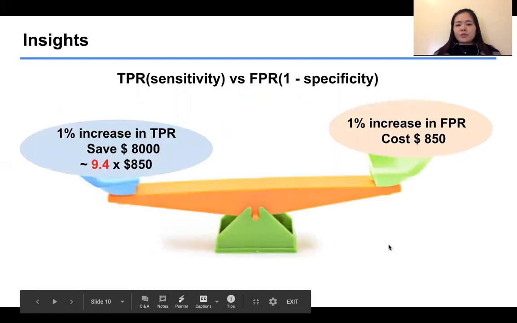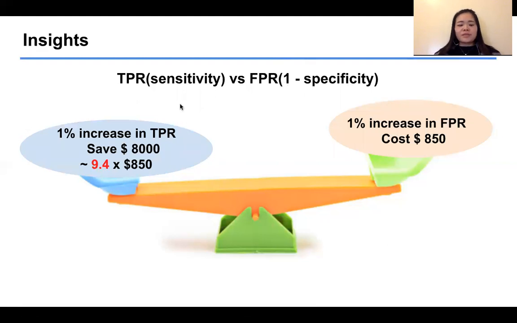We can further tune the model to favor sensitivity at the cost of specificity or vice versa. But should we do that? We can use this balance to calculate. For example, in our case, a 1% increase in true positive rate will save the company $8,000, which is 9.4 times the cost of a 1% increase in false positive rate. And eventually, we tuned the model to add 25 to the positive class.